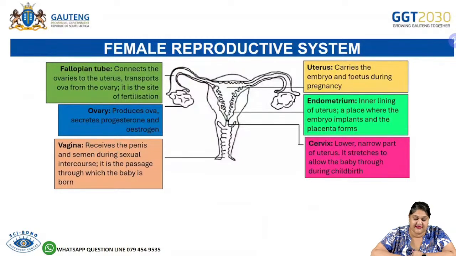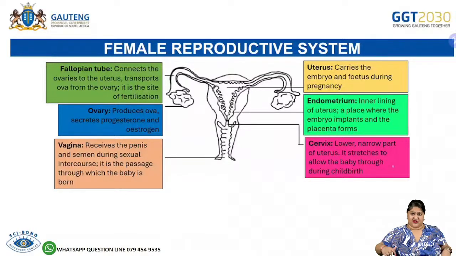The vagina receives the penis and the semen during sexual intercourse, and it is the passage through which the baby is born. The uterus carries the embryo and the fetus during pregnancy. Okay? The endometrium is the inner lining of the uterus, and it's a place where the embryo implants and the placenta forms. The cervix is the lower narrow part of the uterus, and it stretches to allow the baby through during childbirth.